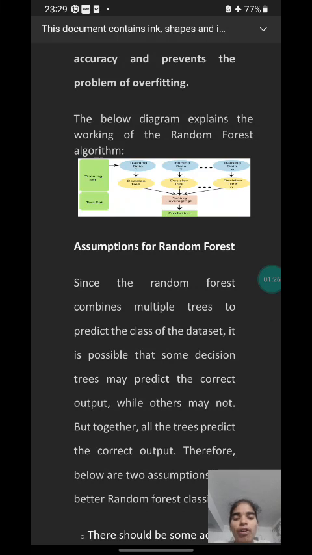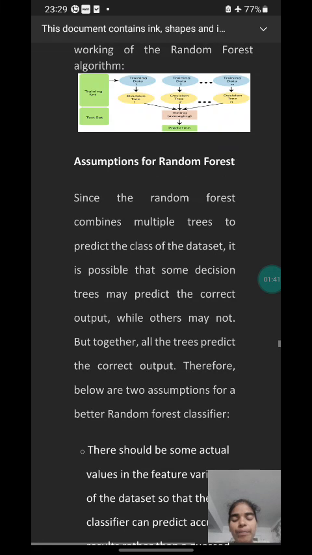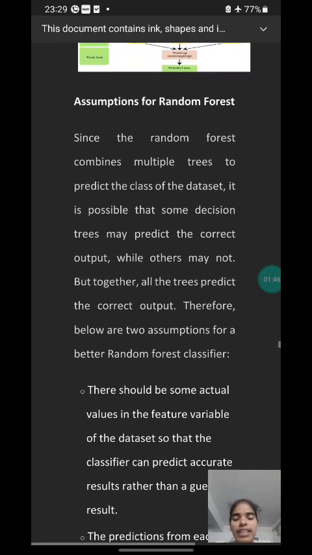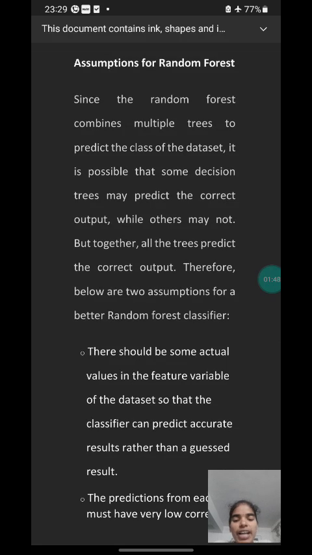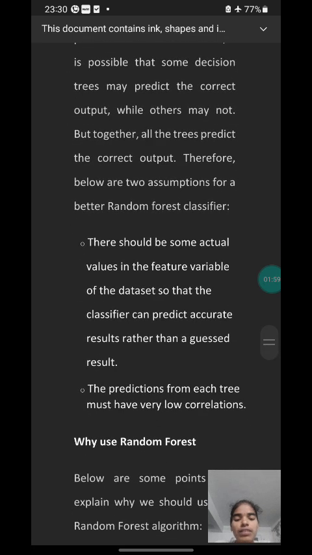Since the random forest combines multiple trees to predict the class of the data set, it is possible that some decision trees may predict the correct output while others may not, but together all the trees predict the correct output. Therefore, below are two assumptions for a better random forest classifier. There should be some actual values in the feature variable of the dataset so that the classifier can predict accurate results rather than a guessed result. The prediction from each tree must have very low correlations.